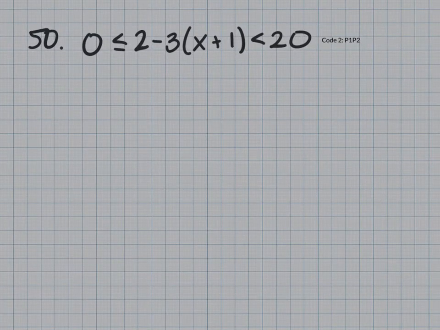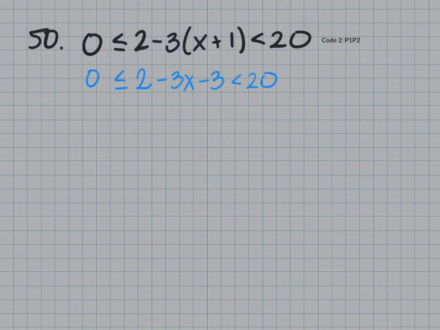The last one we're going to look at before looking at more in class is 50. For 50, we've got the interval 0 less than or equal to 2 minus 3 times the quantity of x plus 1 less than 20. First thing I'm going to do is I'm going to get rid of those parentheses in the middle by distributing that negative 3. So I get 2 minus 3x minus 3 less than 20.